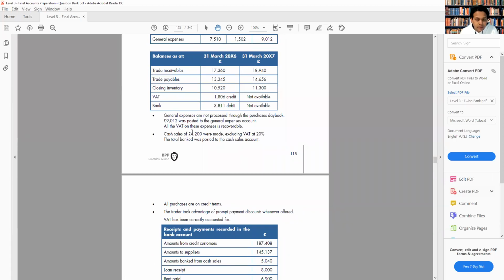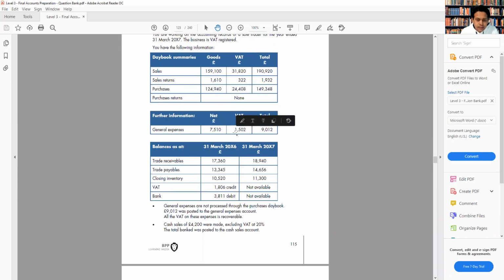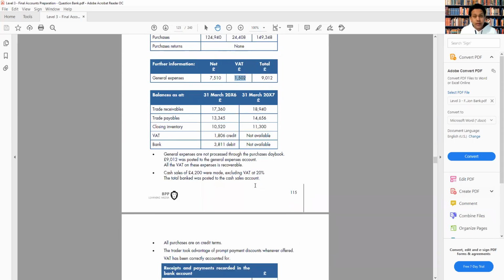The next point we have, that one is general expense are not processed through the purchase day book. So general expense is not the part of purchase day book. 9012 was posted to the general expense. All the VAT on this expense is recoverable. So that means the VAT we have 1502, that is possible to recover, and we have to recover it.